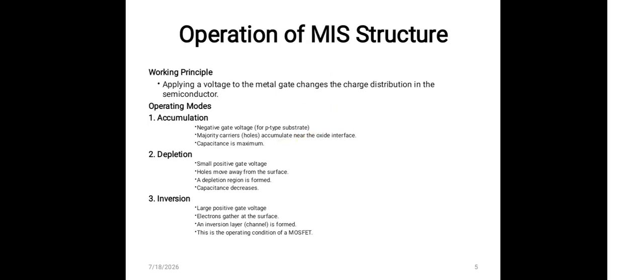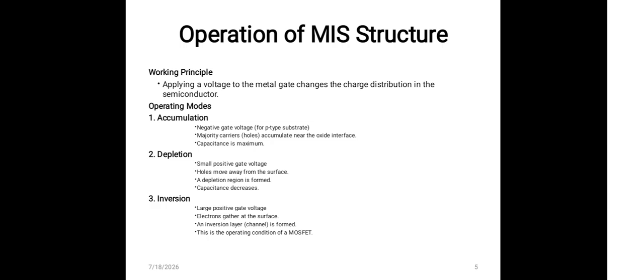Now let us move on to the operation of this MIS structure. The operation of the MIS mainly depends upon the gate voltage. There are three operating modes: accumulation mode, depletion mode, and inversion mode. We will see them one by one.